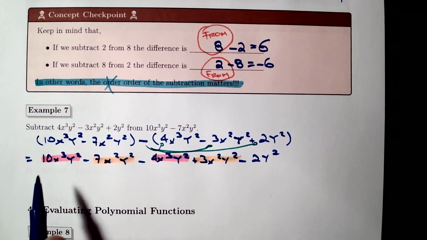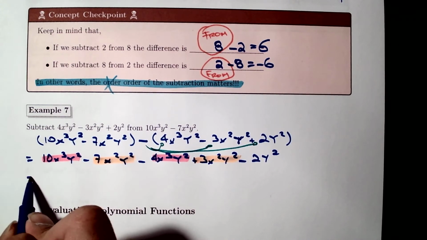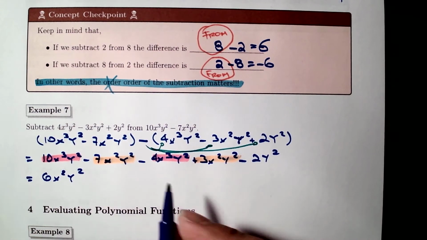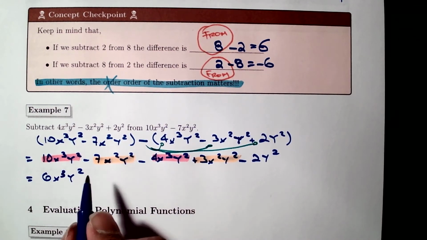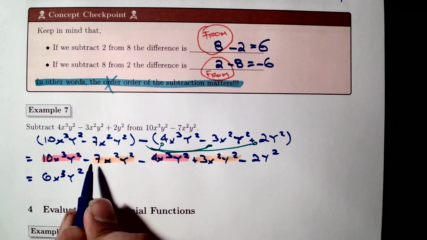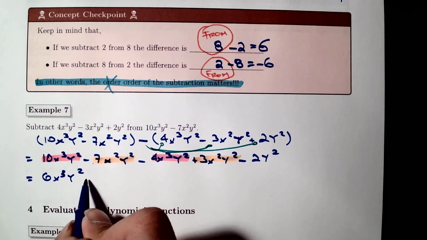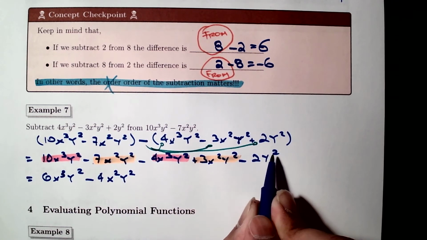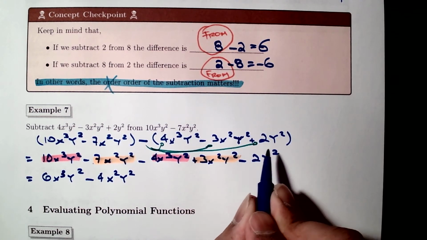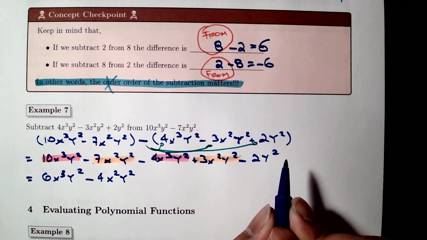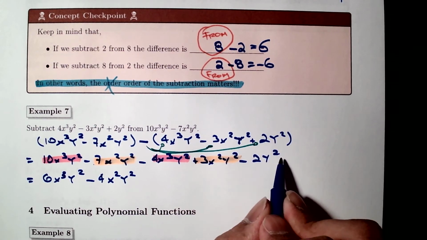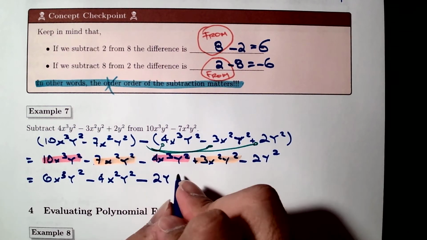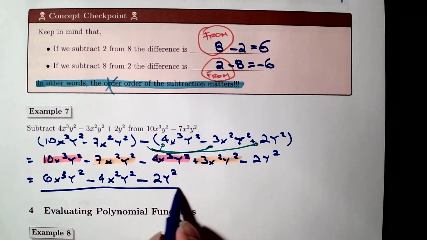So all we do is combine 10 minus 4, that's going to give us a 6. That's a third power. And then for the orange ones, I'm going to have negative 7 plus 3, that's a negative 4, x squared y squared. And don't forget about this last term, which in this case didn't have another term to be combined with, so just carry it over. Final answer.